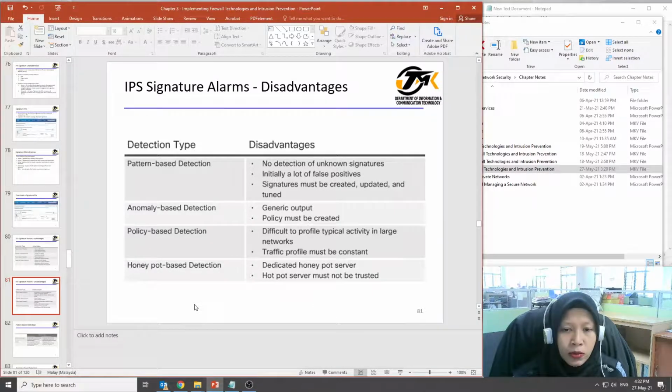Anomaly based detection is usually based on generic output. So for anomaly based detection you need to have a policy. Policy based detection is usually a traffic profile. So this one is very difficult to implement in a large network. Okay, so honeypot detection, you need to have a server.